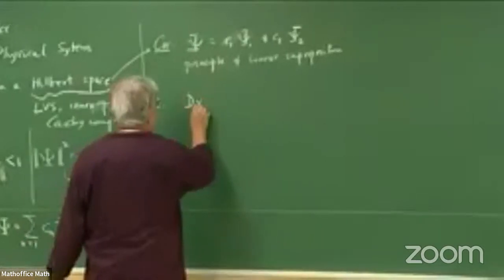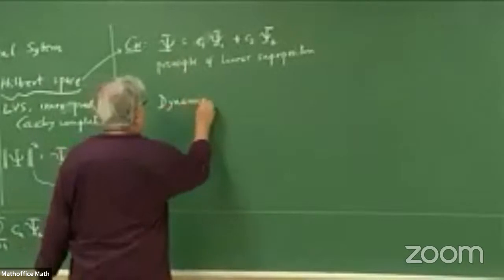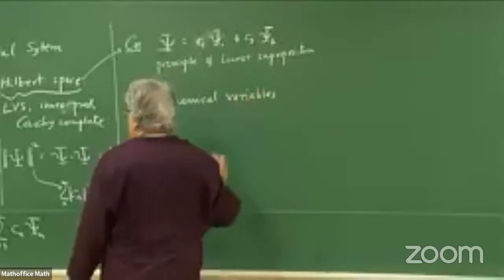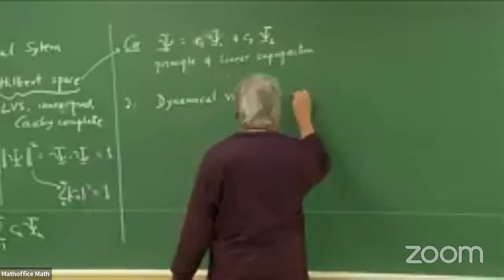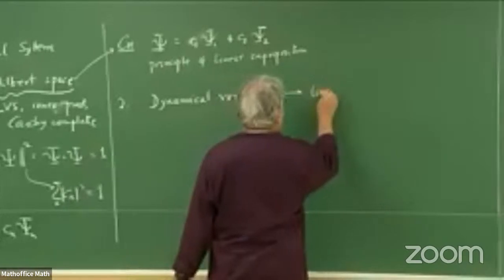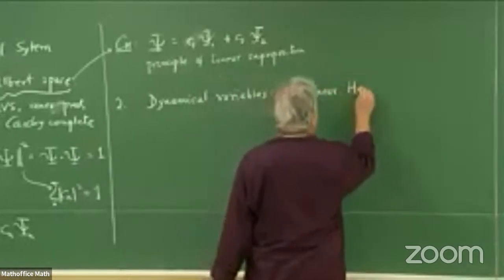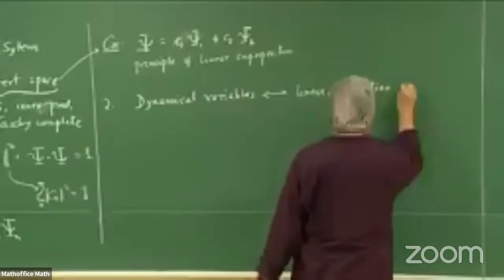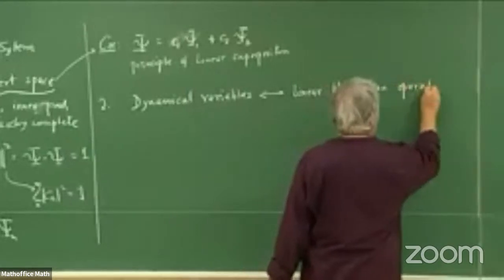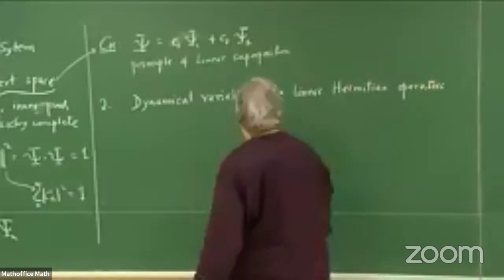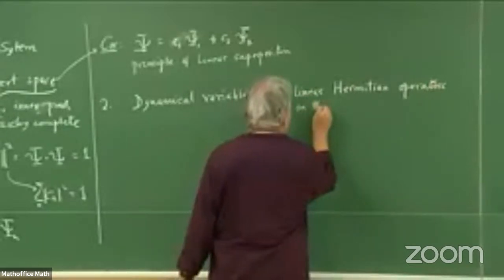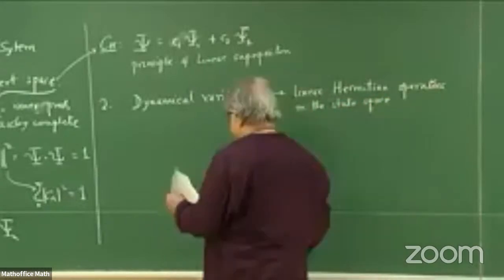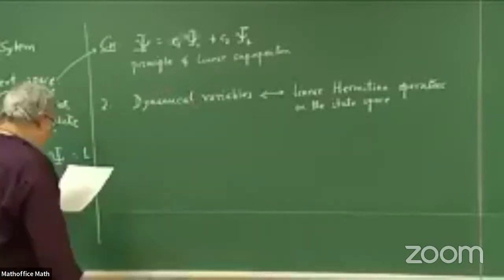All right. So the dynamical variables now correspond to, note the words, linear Hermitian operators on the Hilbert space, on the state space. So those are my dynamical variables.